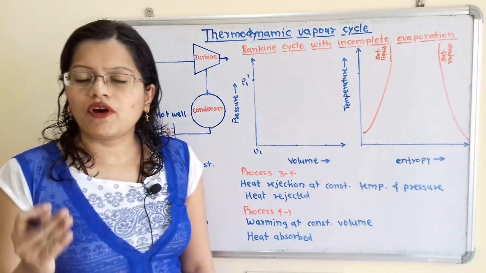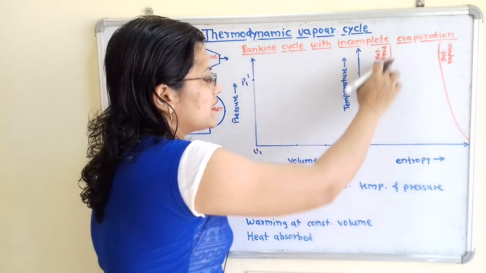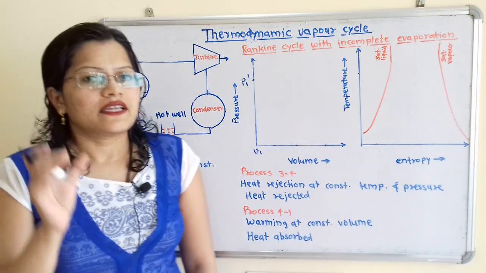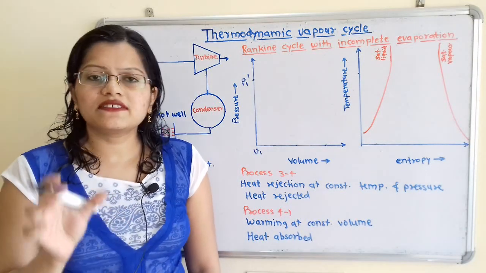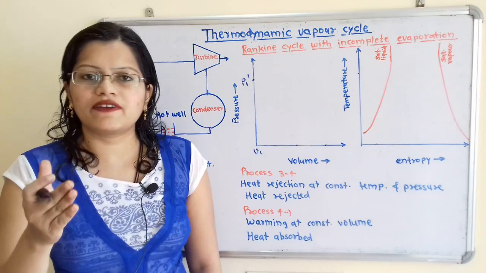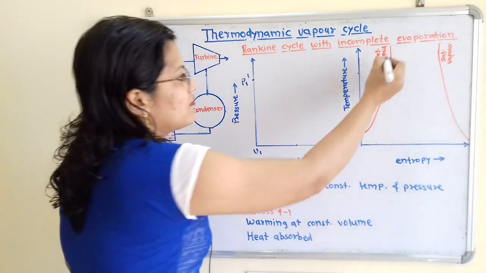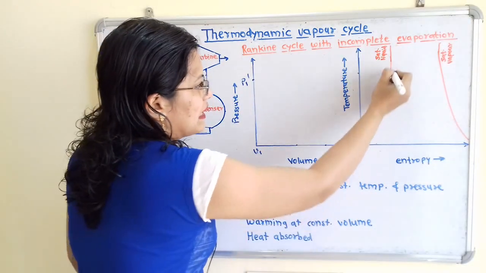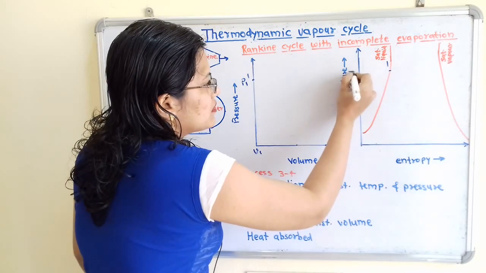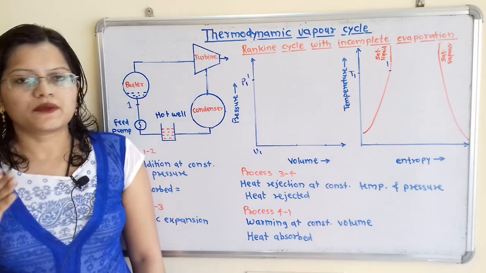And if we observe this temperature entropy diagram, here is saturated liquid line and saturated vapor line. As initial condition of the working substance is saturated water, that means it is in liquid phase, we have to show this condition, that is the point 1 on the saturated liquid line. So I will show here point 1 at temperature T1. Now we will move for the processes.